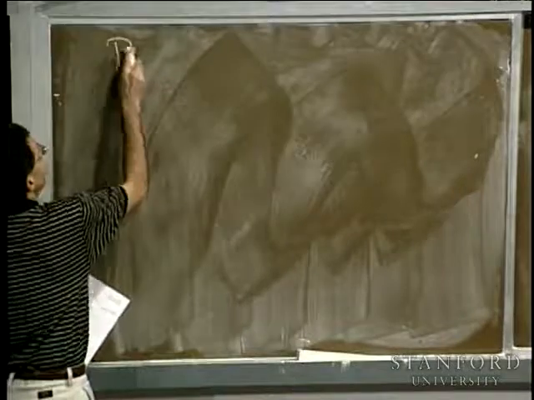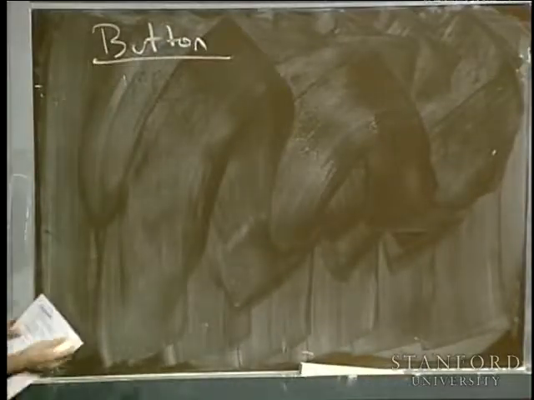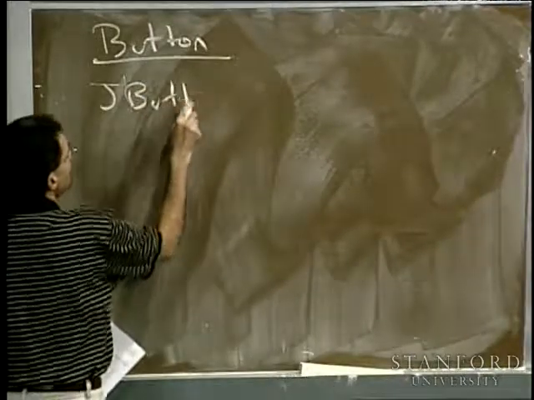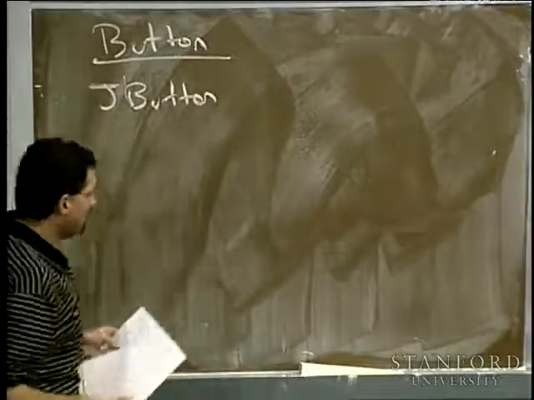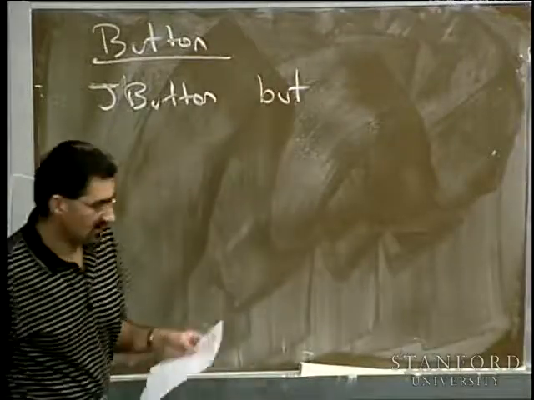So let's create our first interactor, the button. Okay? And the way we create this is we're going to need to have a constructor. We're going to need to create something called a JButton. And so the type is JButton. We give it a name. I'll just call it butt for our button because we have one.